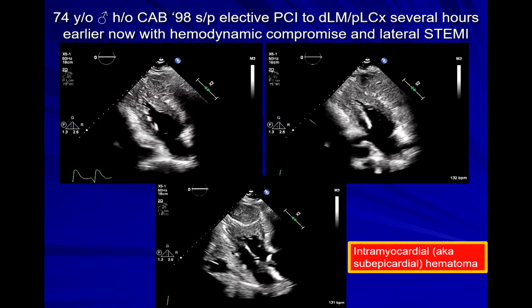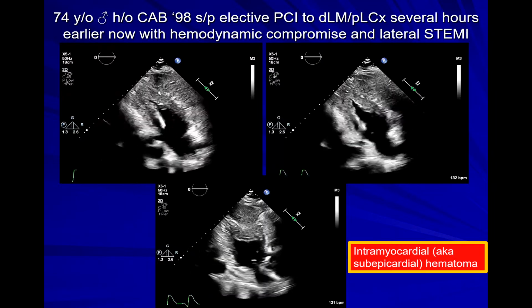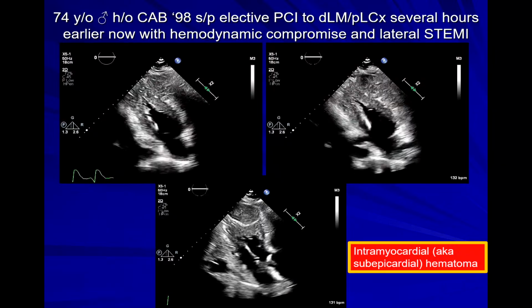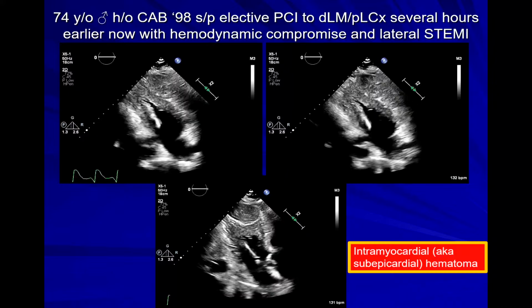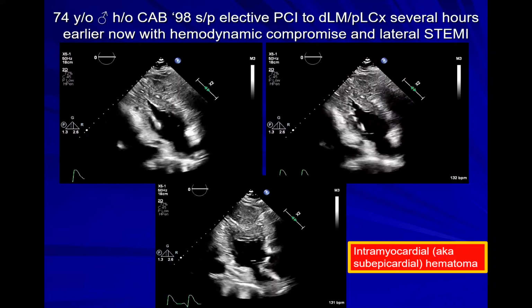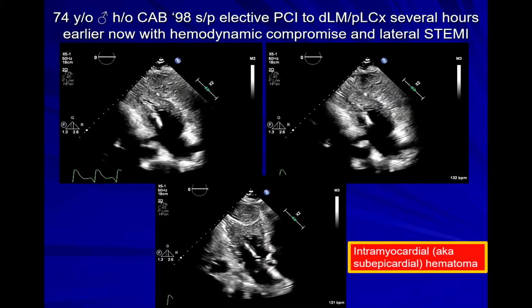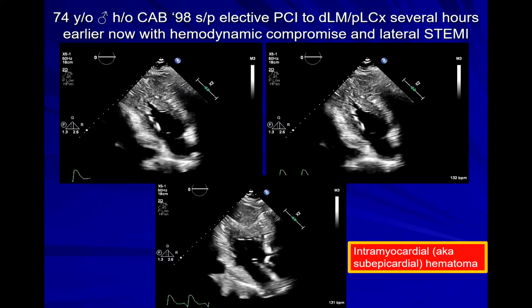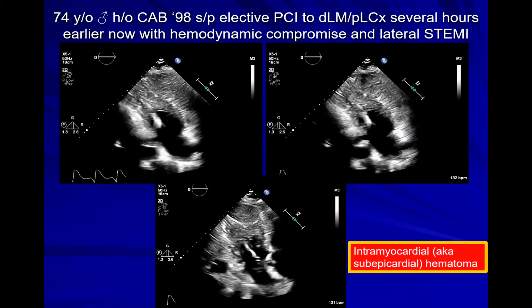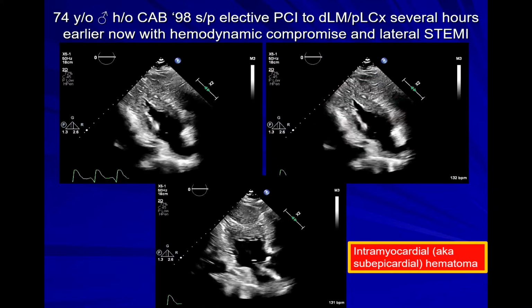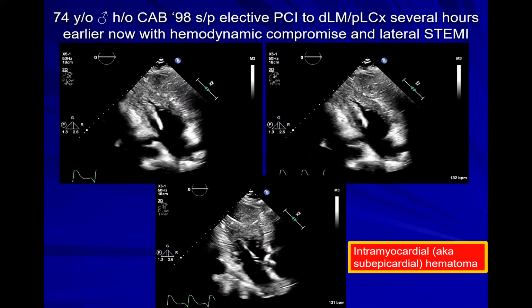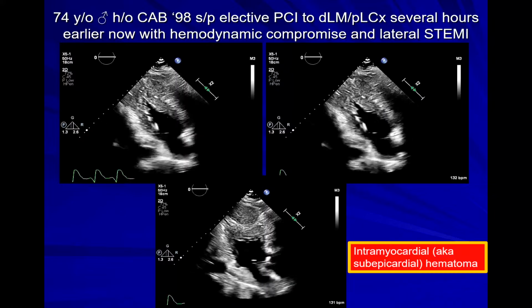So this is also another unusual case. This is a 74-year-old male who had a history of coronary artery bypass grafting in 1998. He came in for elective PCI to the distal left main and the proximal circ, and that was several hours earlier, so several hours later, he had hemodynamic compromise. Blood pressure was less than 100. EKG showed lateral ST elevation, myocardial infarction.